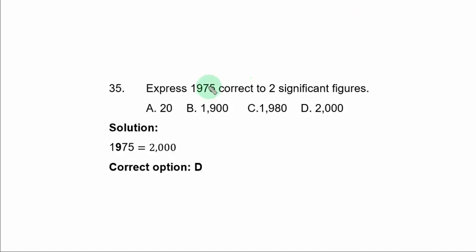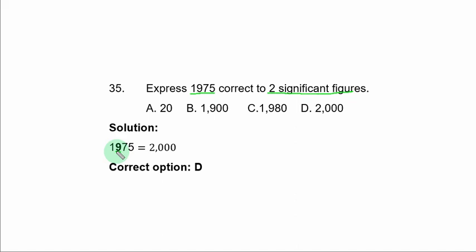Question 35. Express 1975 correct to 2 significant figures. That is the first 2 non-zero numbers from the left, and that is 1 and 9. Your focus is 9. The next number is 7. Round it up to 1. You add it to 9.